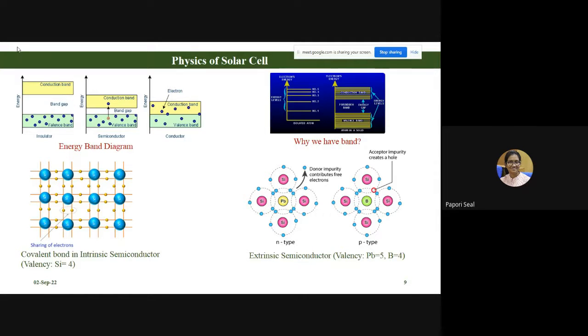In insulator, electrons cannot move from valence to conduction band because the energy gap is too high, and in a conductor they easily move because there is no gap. And in semiconductor, they can move, but you need to provide some kind of energy, maybe thermal, maybe optical. So this is the significance of semiconductor.